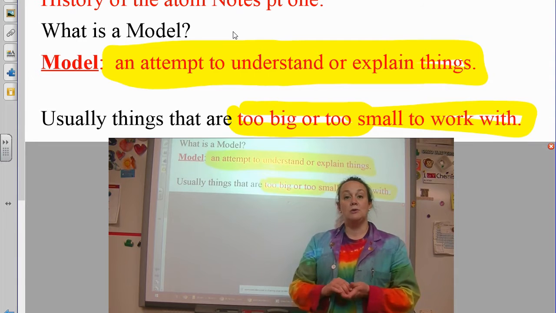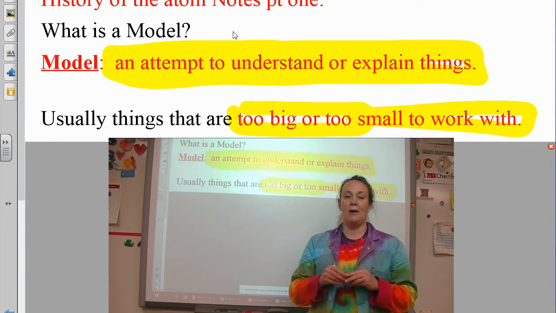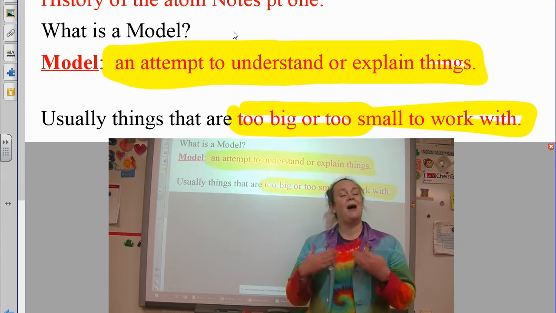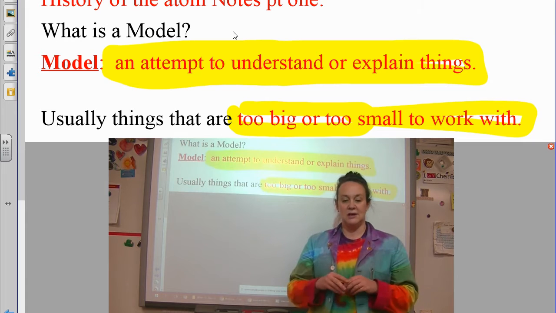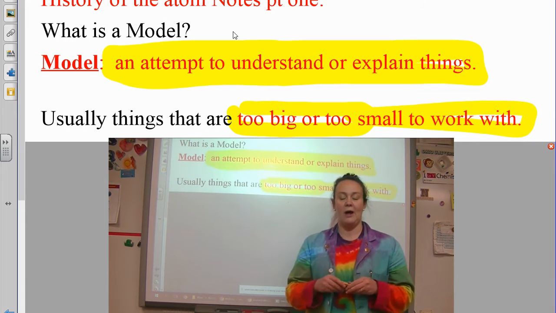We are talking about too small. When we're talking about atoms, they are extremely, extremely small. And so obviously you can't just look and see what's going on. So we have models that we try to draw up to bring it up to a larger scale so that we can try to talk about how they work.